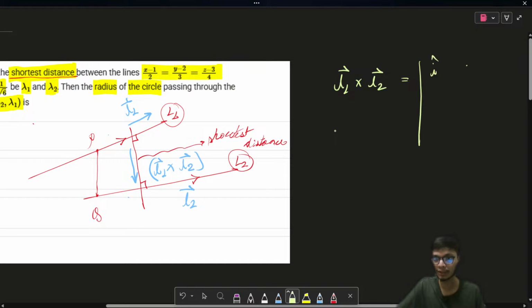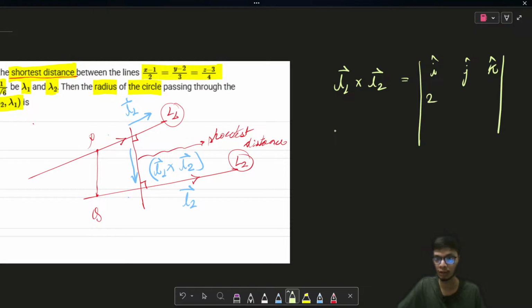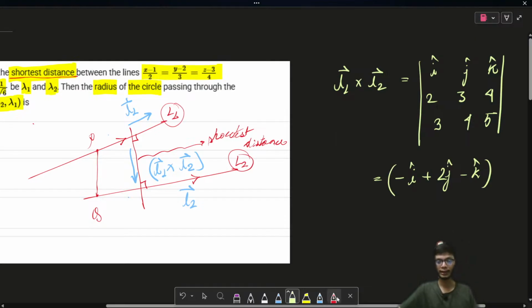So if you just do this operation, i cap, j cap, k cap. I hope you know all these methods to find out the cross product, and this will be 3, 4 and 5 over here, right? So if you compute this particular result, you're going to get minus i cap plus 2 times j cap minus k cap, right? This will be your result for L1 vector cross L2 vector.